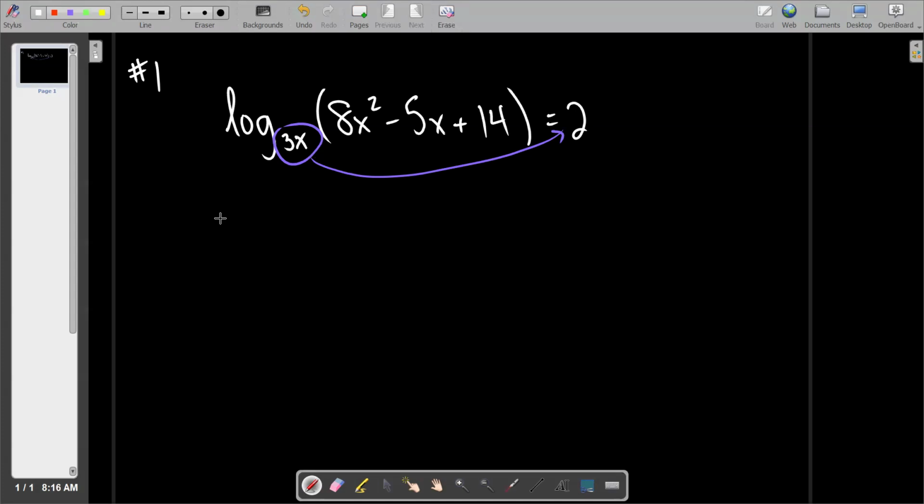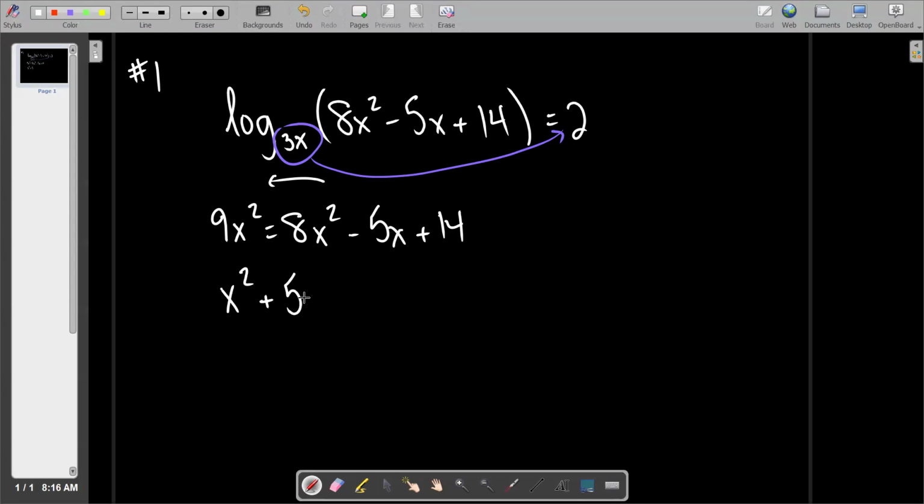So 3x squared should have given you 9x squared, and then you set that equal to the argument, 8x squared minus 5x plus 14. And then quadratics 101, you want to move all your stuff to the left because you want to ensure that x squared does not go negative. So we're going to have 1x squared left, add the 5x, subtract the 14. And then that should be some pretty light work as far as factoring goes. So you should have x plus 7 times x minus 2, still equal to 0.